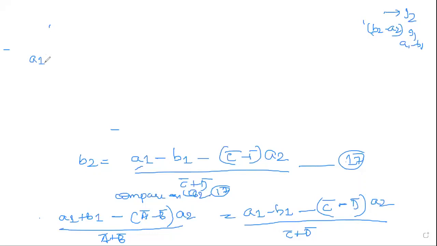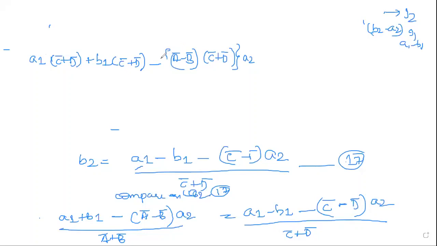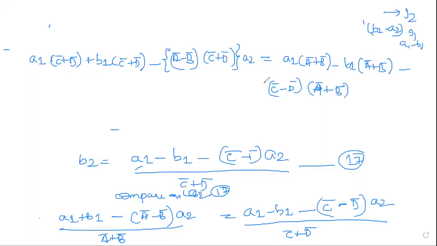So the first equation, that is A1 into C bar plus D bar, similarly plus B1 into C bar plus D bar, minus A bar minus B bar into C bar plus D bar into A2, which is equal to A1 into A bar plus B bar minus B1 into A bar plus B bar minus C bar minus D bar into A2. I hope it is correct.